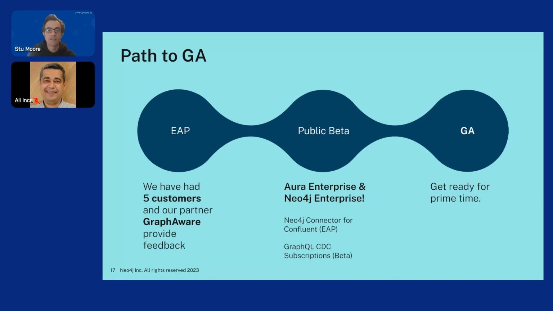So on our path to GA, we've been working with 5 customers and our partner GraphAware, as you've heard some of the use cases that they're exploring. We're going into public beta now, and that's available in Aura Enterprise and Neo4j Enterprise subscriptions. We're making the Neo4j connector for Confluent available to select customers that we've been working with, and we may then take that out to beta early next year.